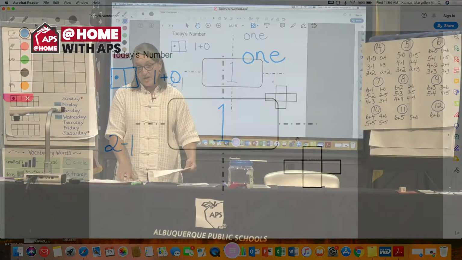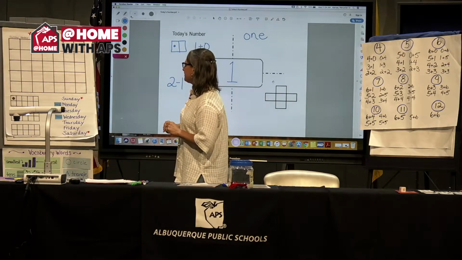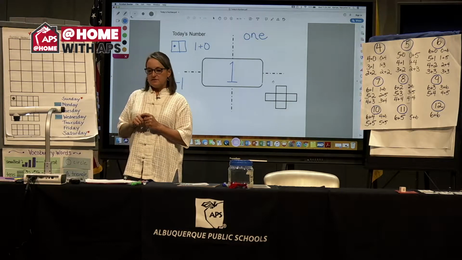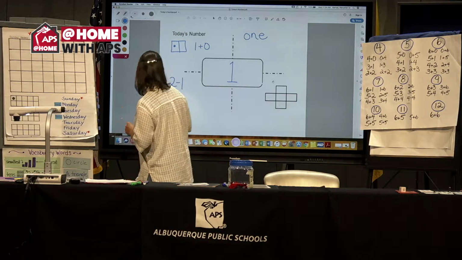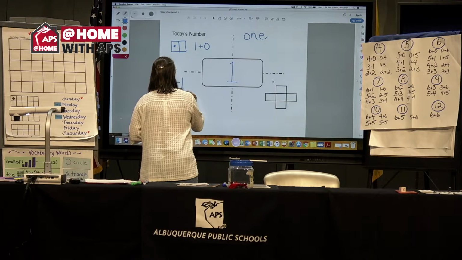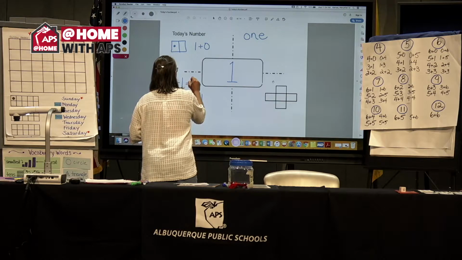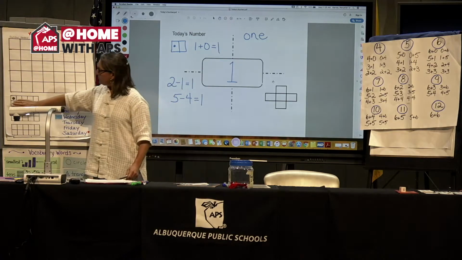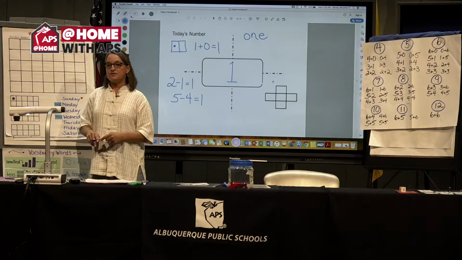We can also think about our frames, right? We talked about if we have 1, how many more do we need for 5? So we could use subtraction for that. So 5 take away or minus 4 also equals 1, just like on the top half of our frame, right? 5 take away 4 is 1.